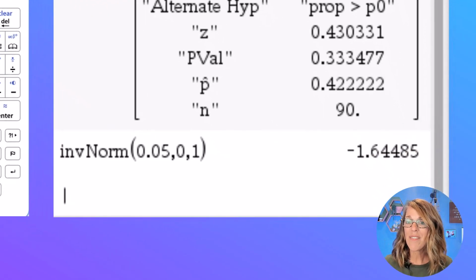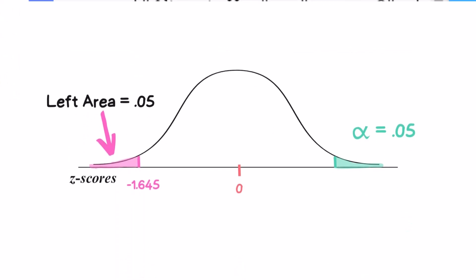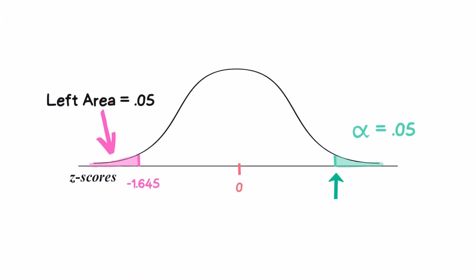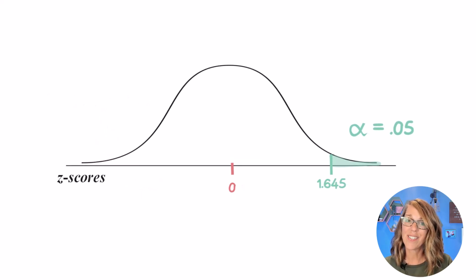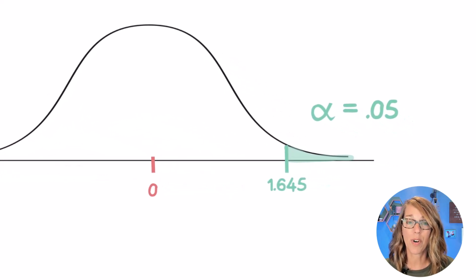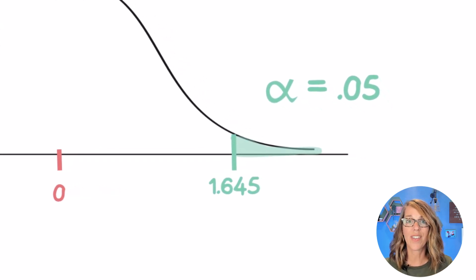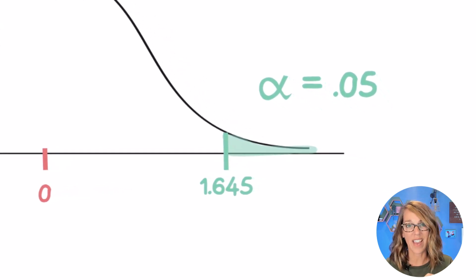It gives me negative 1.64. I'm going to round that to negative 1.645, which would be on the left-hand side, but I know that mine's on the right-hand side. Thanks to symmetry, I can just take the negative sign off and call this a positive 1.645. So this tells me that the z-score for my sample proportion needs to be higher than 1.645, more than 1.645 standard deviations away from that 0.4 that we were expecting.